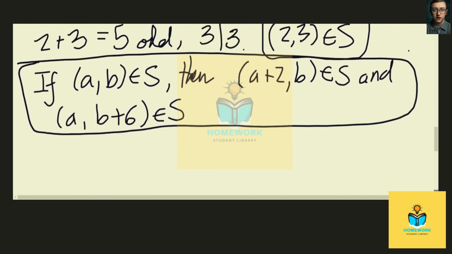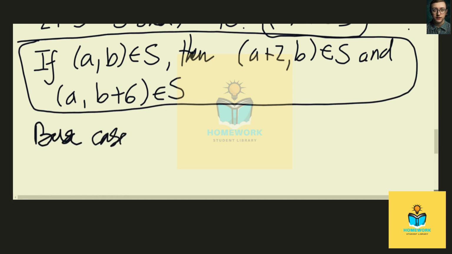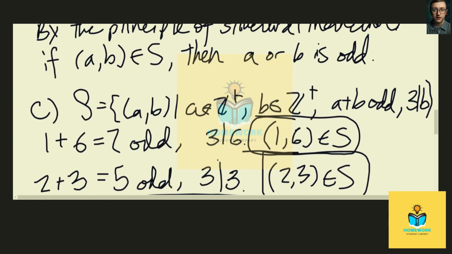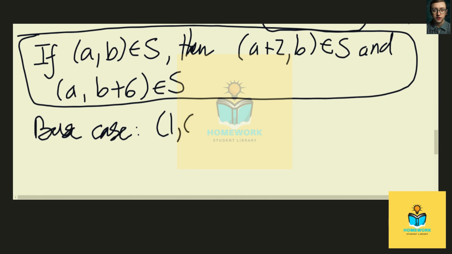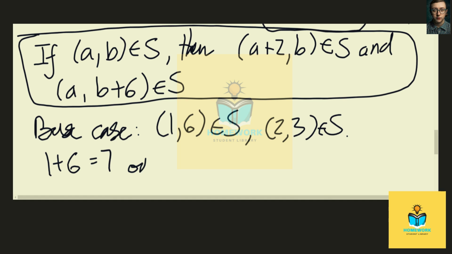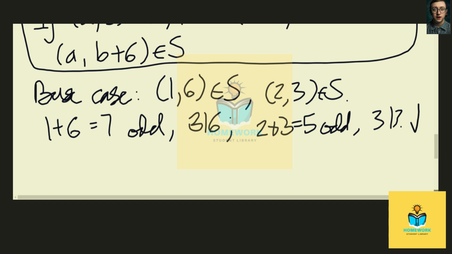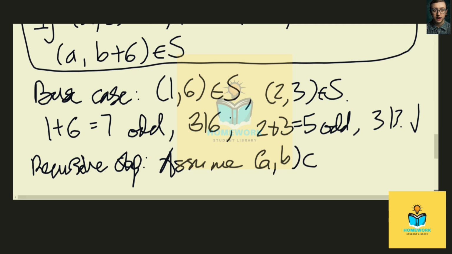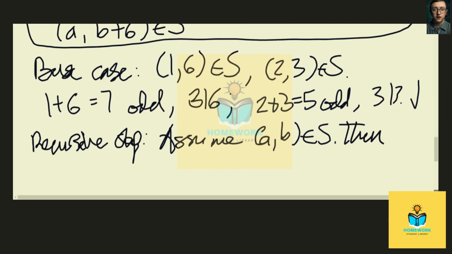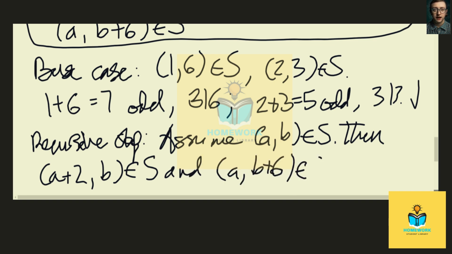And now we want to prove this definition using structural induction. So for the base case, as we've already shown, we have that 1, 6 and 2, 3 are in S. And we have that 1 plus 6 equals 7 is odd. 3 divides 6. And 2 plus 3 equals 5 is odd. And 3 divides 3. So the base case checks out. Now for the recursive step, let's assume that AB lies in S. Then by our definition, it follows that A plus 2B lies in S, and AB plus 6 lies in S.